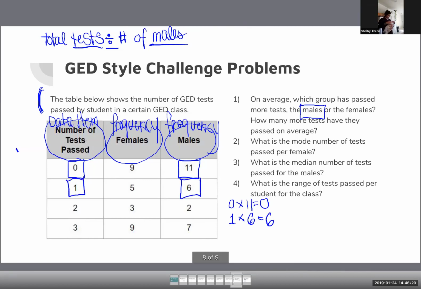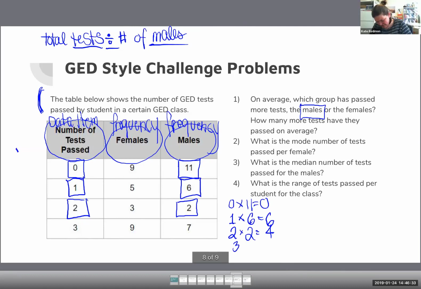And then the next row will be 2 males have passed 2 tests for a total of 4 tests among those gentlemen. And then 7 males have passed 3 tests for a total of 21 tests among those gentlemen. And now I can add to find my grand total of all the males' tests. So there were 0 among the ones who'd taken 0, 6 among the ones who'd taken 1, 4 among the ones who'd taken 2, and 21 among the ones who'd taken 3. And I have a total of 31 tests among the gentlemen.